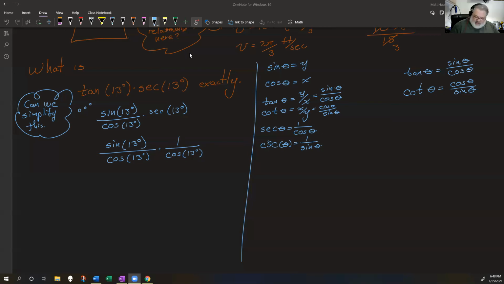So it's unfortunate that nothing cancels out in here, but we could certainly bring these together. The sine of 13 degrees over, well, the cosine multiplied by the cosine. If it was x times x, we'd say x squared, right? If it was a times a, we'd say a squared. So can we say the cosine of 13 degrees squared?